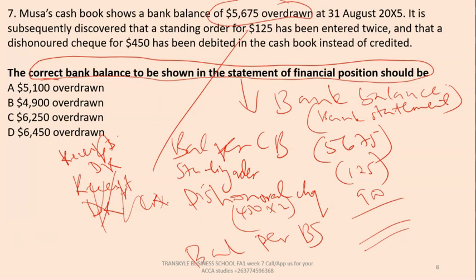Plus, minus, 125 plus 900, that's 4.9. Thank you. Our answer then. But remember, this is negative, so this is an overdrawn. Okay? Overdrawn. So that's D. So answer.